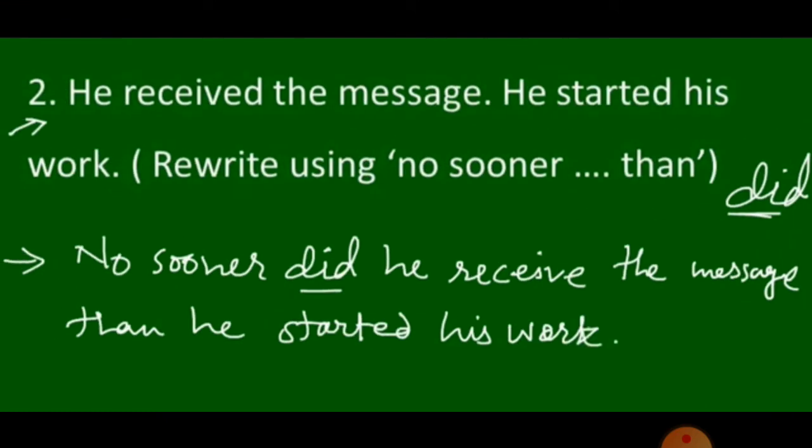Now the same thing here. No sooner, then what will we write? Did. No sooner did he received. Now what have we done? Instead of received, we are making it into receive. We are removing the ed. No sooner did he receive the message. Not much change. We are only changing from received to receive. We cannot write "no sooner did he received." No, then it will be considered wrong. No sooner did he receive the message.